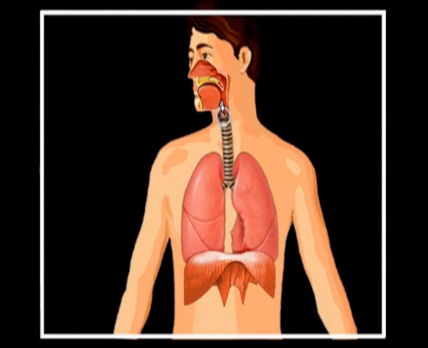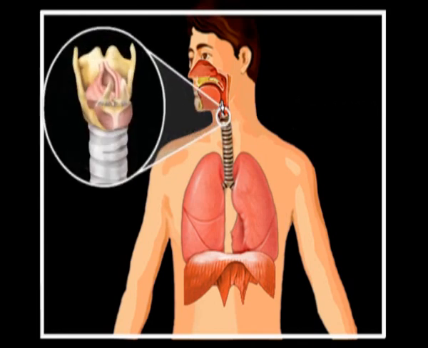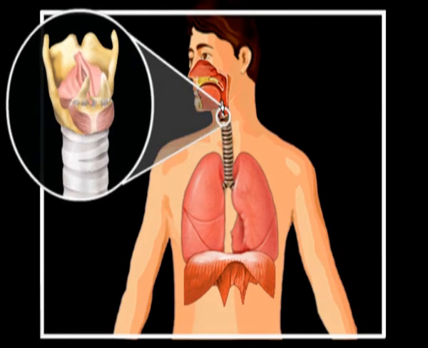Next part of the respiratory tract is the larynx. Larynx is also called the voice box. This is a cartilaginous box-like structure that is situated at the tracheal opening as shown here. The larynx will move up or down when we swallow to allow the passage of air or food safely.